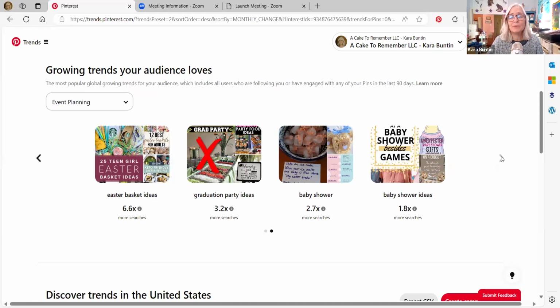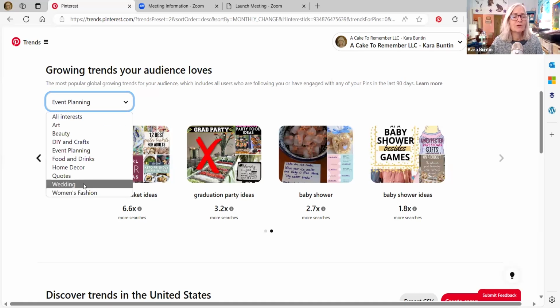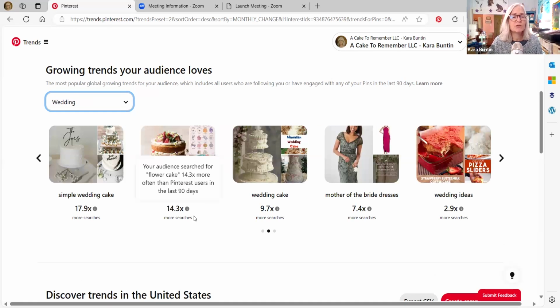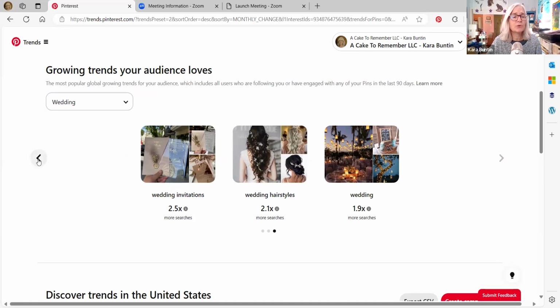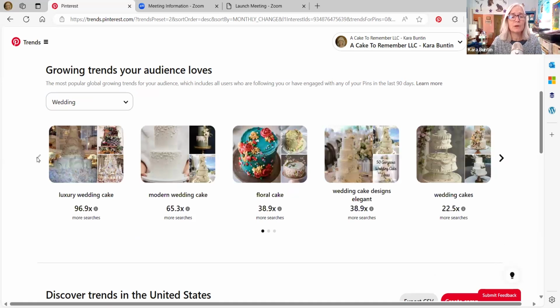And we've got a lot of baby shower stuff, and I do a lot of baby shower pins. Okay, it's only giving me these four for event planning. I could go down to wedding because I do cake decoration, so that would make sense. Simple wedding cake, flower cake, wedding cake. This is good information for me. So just go down and take a look at everything, see what your audience is actually looking at right now. Because they're not just looking at this now, they're going to be looking at it next year too, most likely.